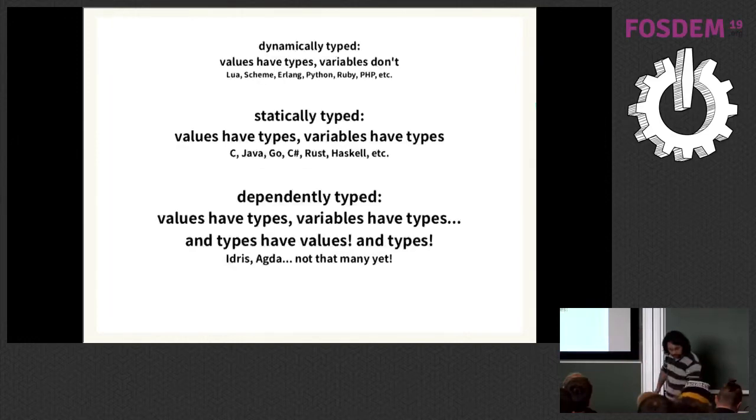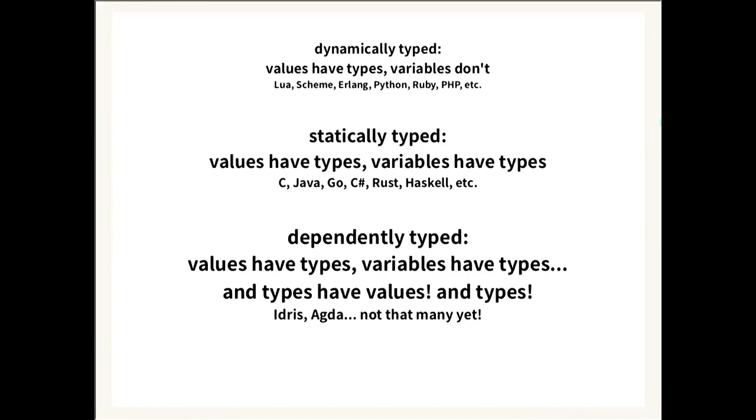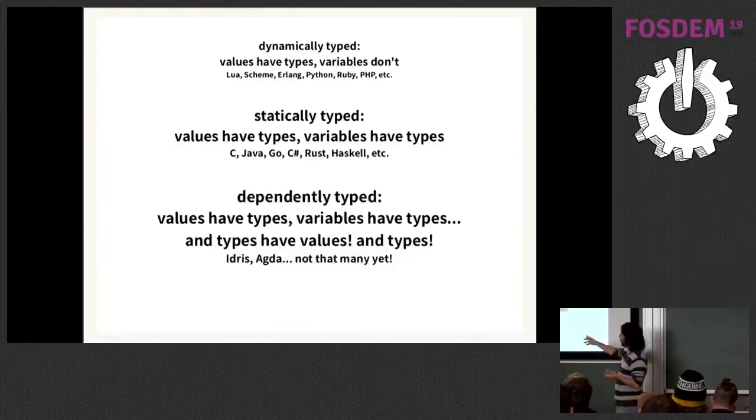What are those rules? Well, now we have to go to the state of the art of type systems, right? Because I was talking about dynamically typed languages and statically typed languages, but within the realm of statically typed languages, there are dependently typed languages. Dependently typed languages are a new category of languages, in the practical sense, in which values have types, variables have types, but types have values, and types have types. Since types have values and values have types, you get into an endless, infinite tower of complexity there. And there's a few examples of languages out there, like Idris, Agda. There are not that many yet.